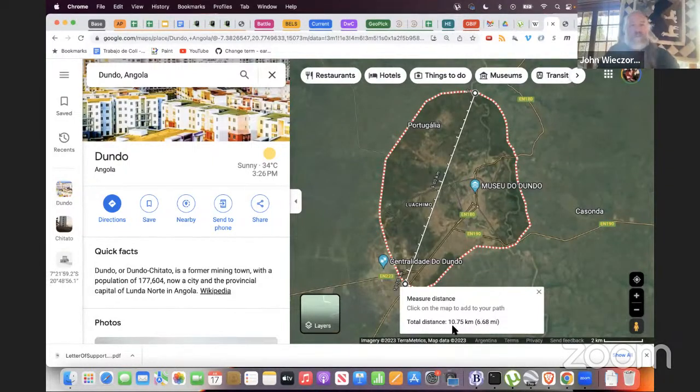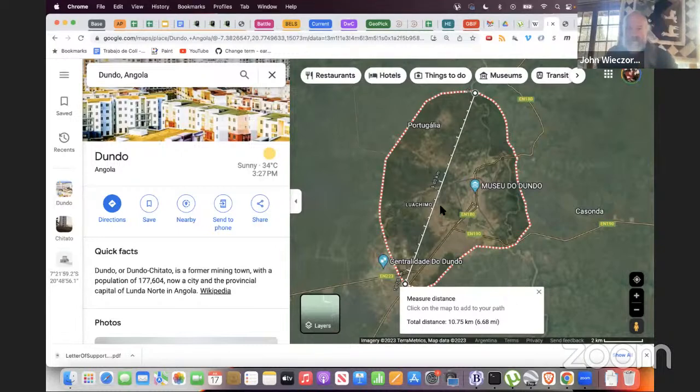Remember, it should be 10.38. Is that right? Sorry, 5.38. Yes, take note of that for me, and I'll put it in the calculator later.